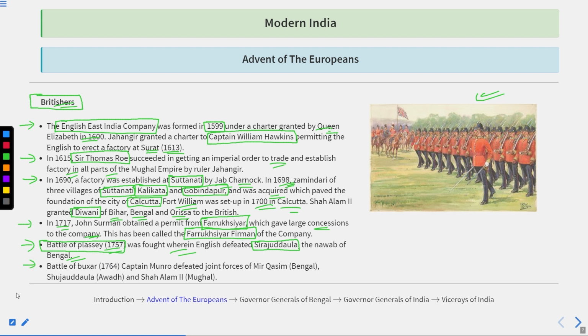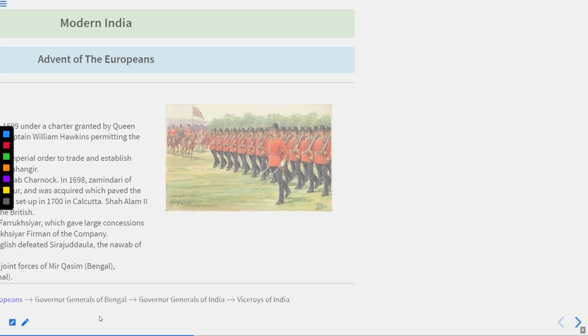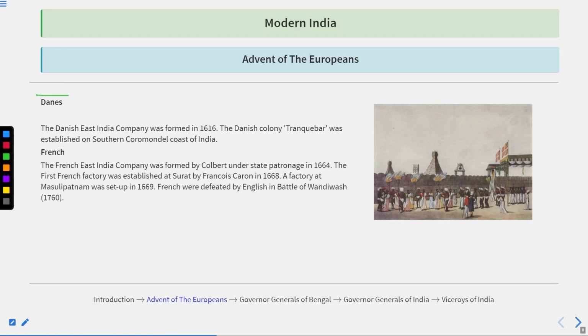Thereafter, the Battle of Buxar, 1764. During this battle, Captain Munro was fighting from the British side and defeated the joint forces of Mir Qasim, the puppet Nawab of Bengal put on the throne by the Britishers; Shuja-ud-Daula, the Nawab of Awadh; and Shah Alam II, the Mughal emperor. Do not mix up Sirajuddaula, who was the Nawab of Bengal, with Shuja-ud-Daula, who was the Nawab of Awadh. Thereafter, the Danes.